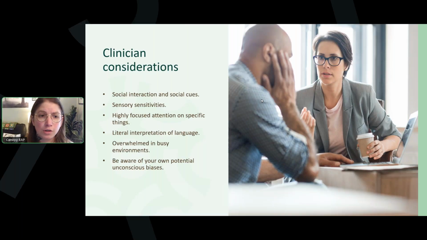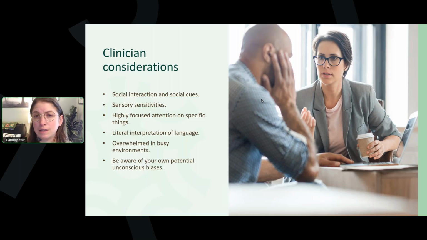That potential literal interpretation of language can sometimes, just taking that into account. Being aware of that, and of potentially busy environments. So if it is an in-person clinical setting, what is the waiting area like? Is it in a building with a bunch of other offices? What type of environment is that? How might that impact someone?